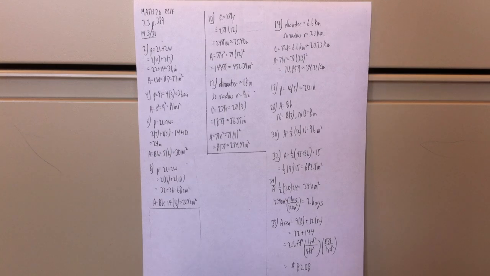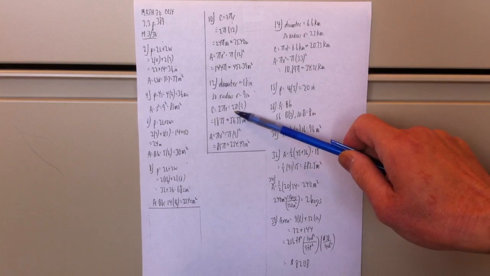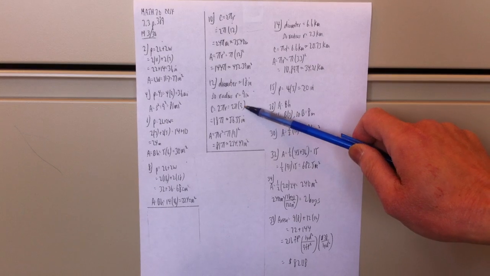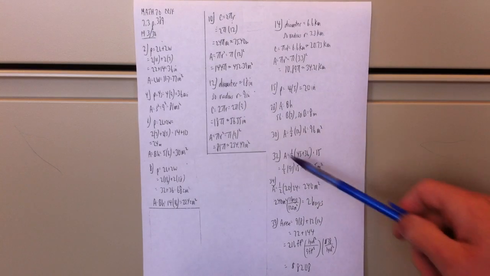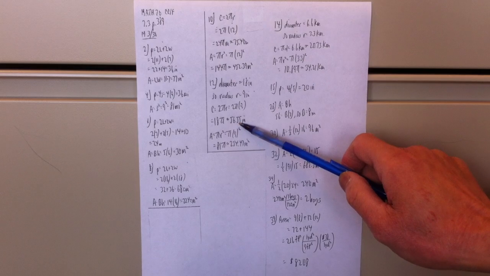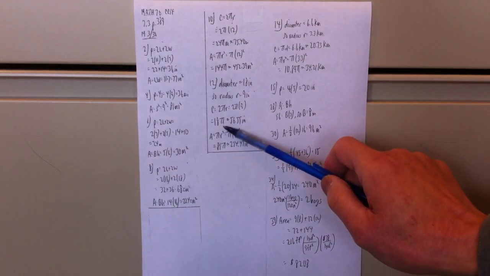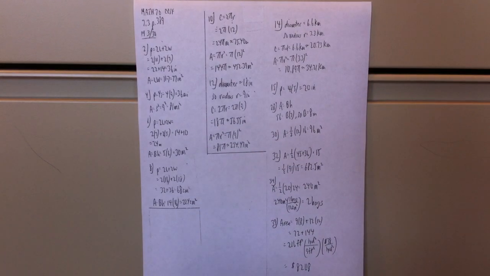Number 12, the diameter is 18 inches. So the radius is half of that, which is 9 inches. Circumference is 2 pi r, or 2 times pi times 9, which is 18 pi. 56.55 inches. Again, just multiply by pi or 3.14. It's more accurate if you have a pi button.